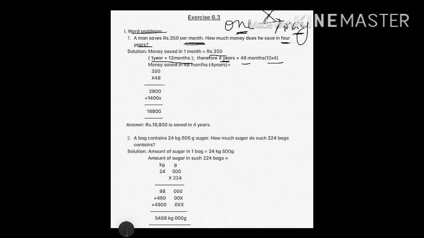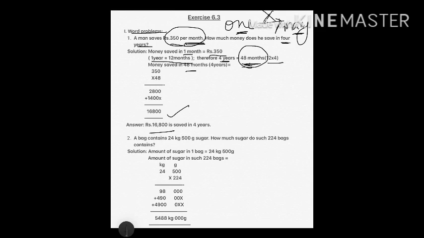All right, students. So we got the value of money saved in 1 month, and then we have to find the value of money saved in 48 months. So again, the same unitary method, we know the value of 1 month. Then we have to find out the value of 48 months. So what do we do? We multiply. So this way we will multiply 350 with 48 and we'll get this answer. So the answer is 16,800.